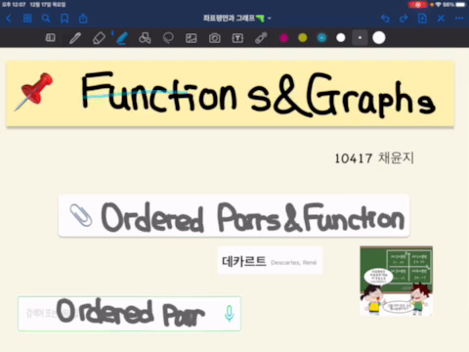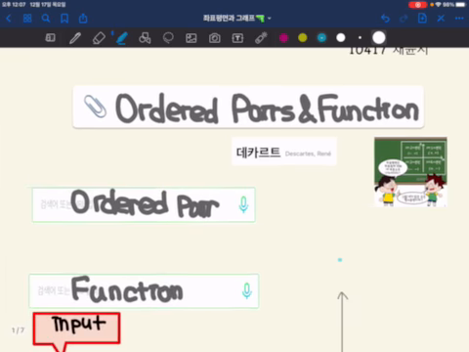So everyone, today we will talk about functions and graphs. And now we will talk about ordered pairs and functions.